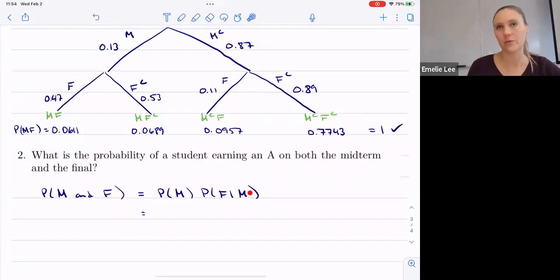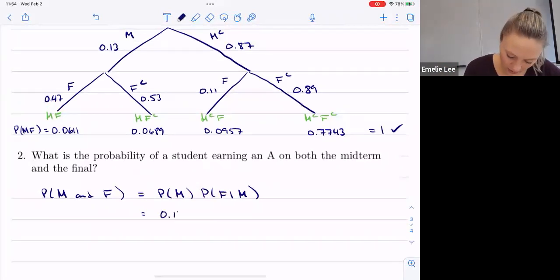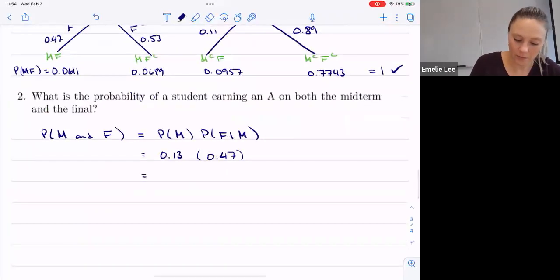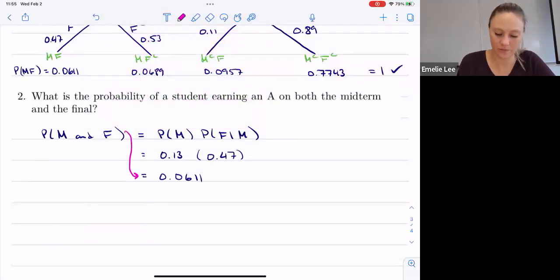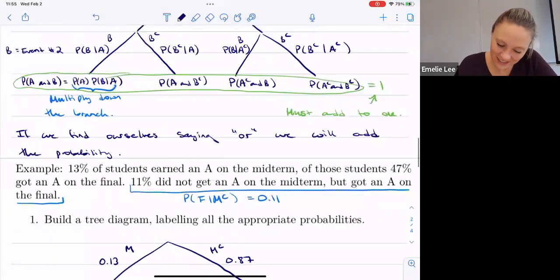And really, you don't have to write this out. This part is optional. That's just me emphasizing what we're doing, but then that's going to be 0.13 times 0.47, and even this you don't have to write out because you've already shown it in the tree. So if you just went straight from here to here, that's good. But I want you to try to write out what it is you're solving for. But if you just wrote 0.0611, that is totally fine.